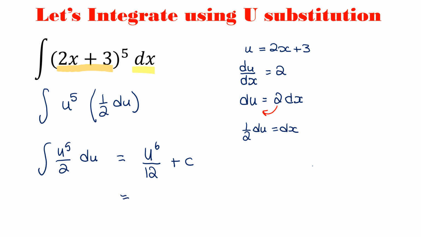So now, before I finish, I have to go back and plug back in my u, because we added in the u, so we need to make sure we take that out. So that means we're going to have (2x + 3) to the power of 6 all over 12 plus c, my constant of integration.